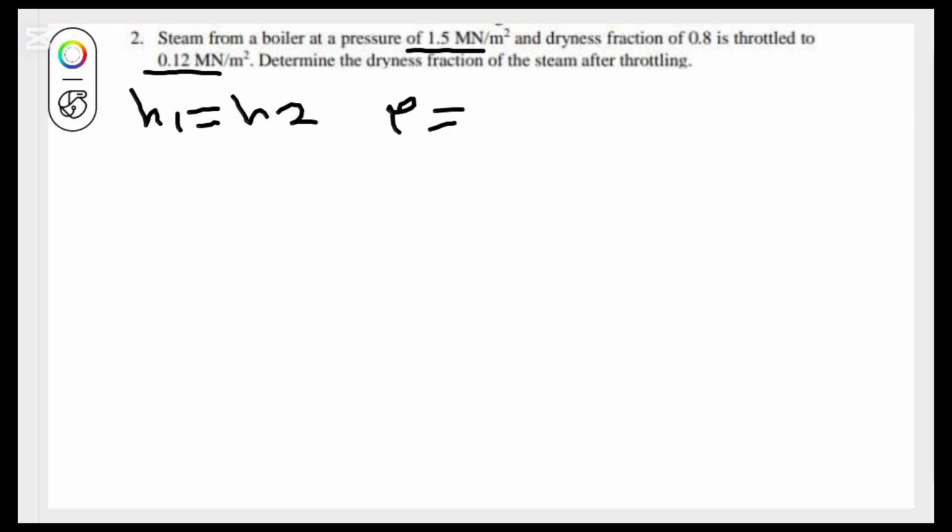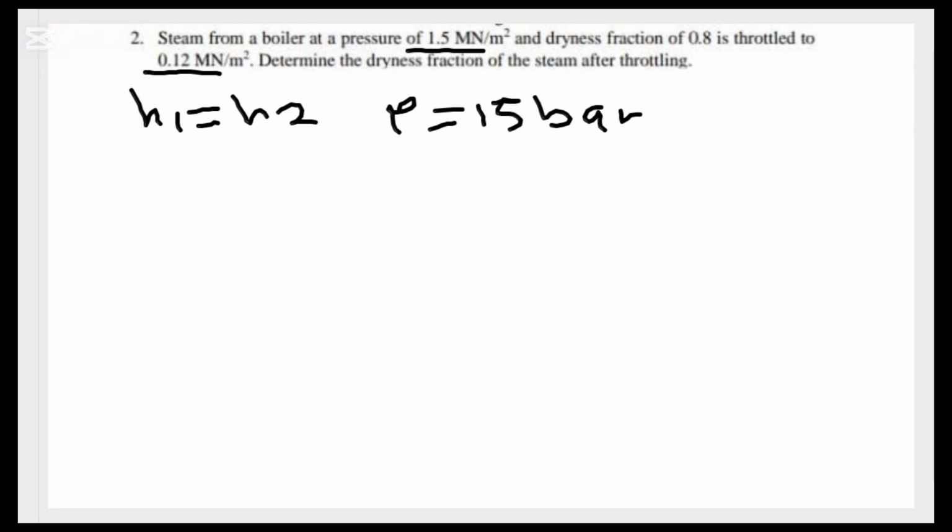So, since throttling is an isenthalpic process, h1 must be equal to h2. I'm first going to find the initial enthalpy from the steam table at 15 bar, because this 1.5 will now become 15 bar. So I'll have the pressure after converting it, which is 15 bar. You have to take note of that. Some of the pressures are in kilonewton per meter squared, some are in meganewton per meter squared, so you have to take note of the conversion. So this 1.5 should now change to 15 bar.